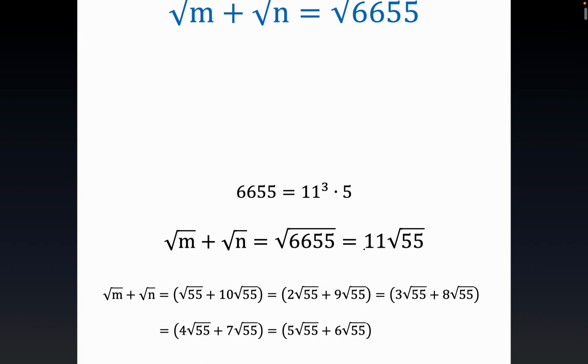You can write our original equation like this, because remember, this is equal to 11 squared times 11 times 5. So that's exactly where this comes from, and then you square root it, of course, and you get this statement right here. So the prime factorization gives us a little bit of hope, because there's a bunch of different ways you can have 11 times root 55.